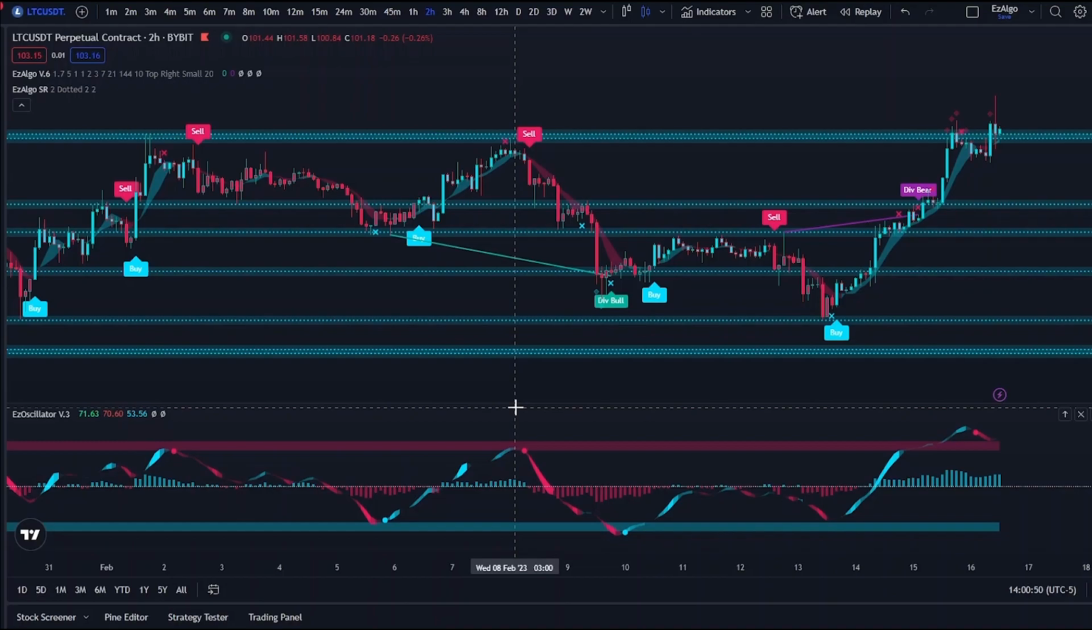So there are a few things that you need to look for, right? You want to look for the oscillator in an out of bounds zone. You want to look for that buy or sell dot, aka that wave trend flip. And then finally, you want to look for the momentum increasing or decreasing.